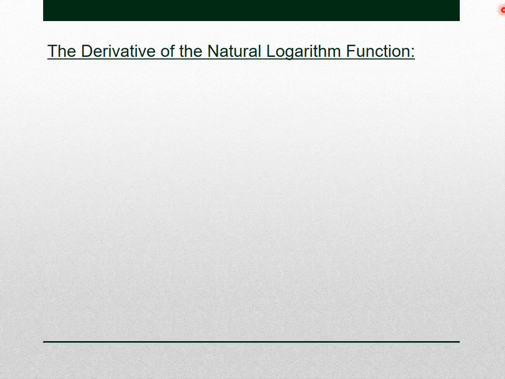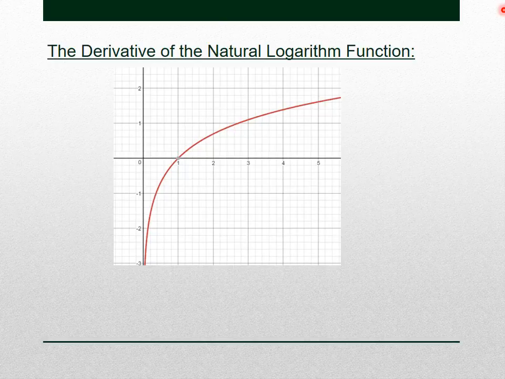All right, so let's look at the derivative of the natural log function. So here I've graphed the natural log function. Remember, it's only defined for positive numbers. For small positive numbers close to 0, it's really, really negative. For large positive numbers going out to infinity, it blows up to positive infinity.